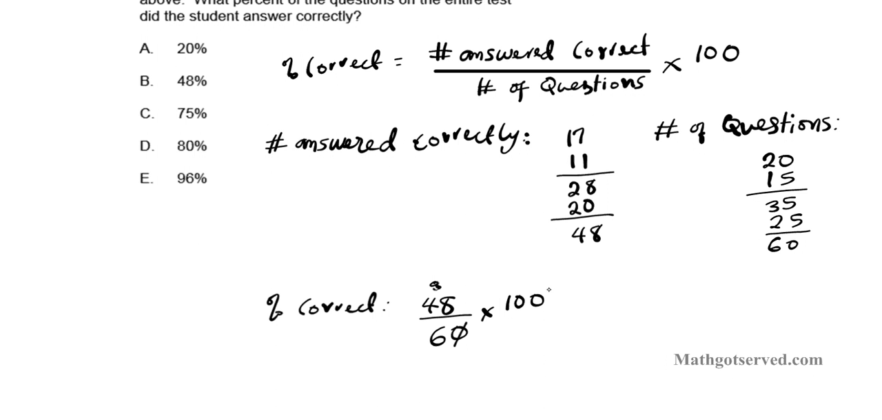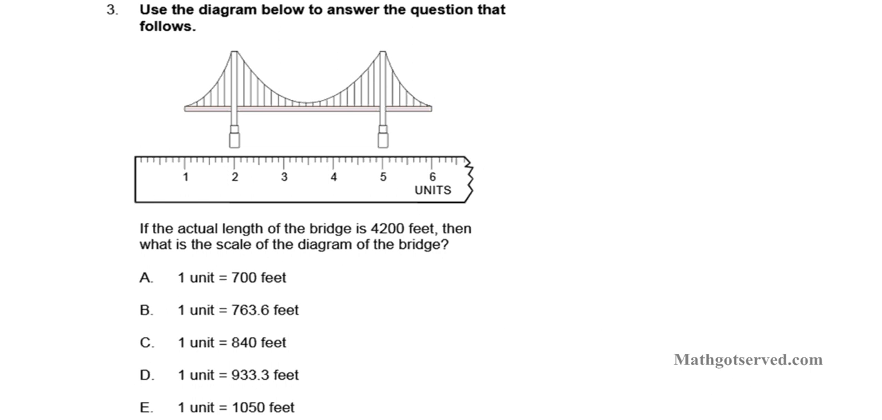So zeros cancel out. 2 goes into 6 3 times. Well, let's just divide 6 into 48 so we don't waste time. 6 goes into 48 8 times, and then 8 times 10 is 80. So 80% of the questions were answered correctly. Alright, so let's take a look at number 3.